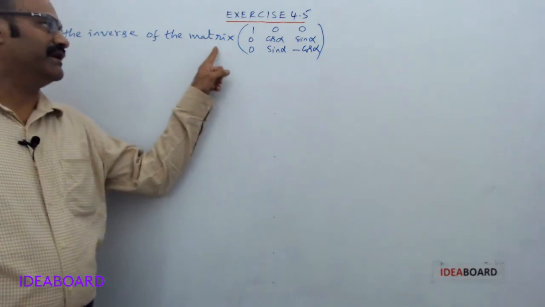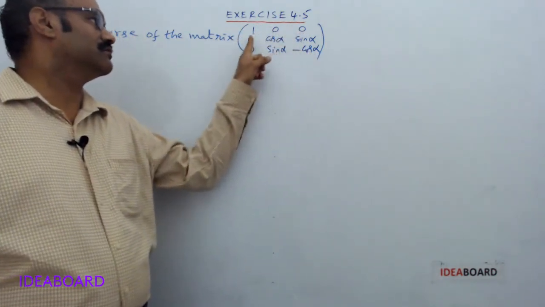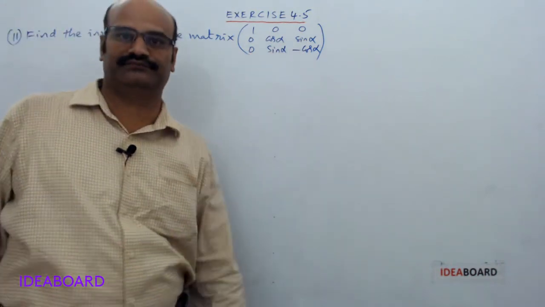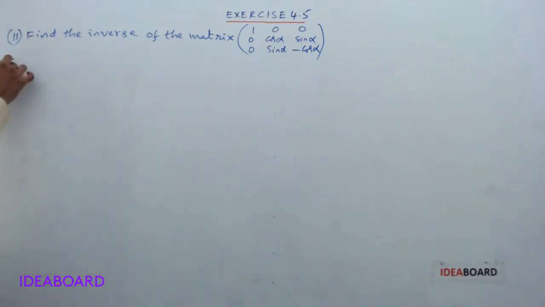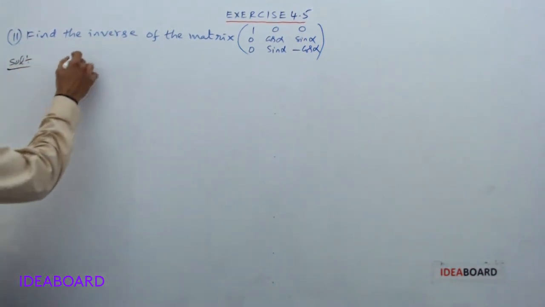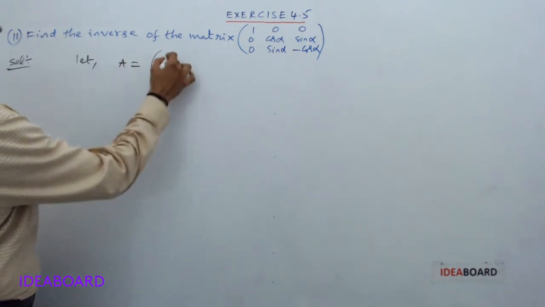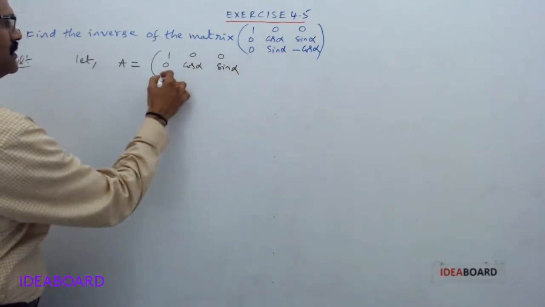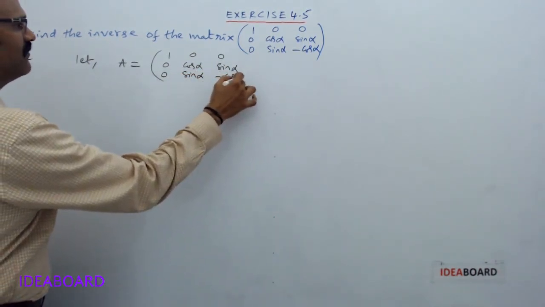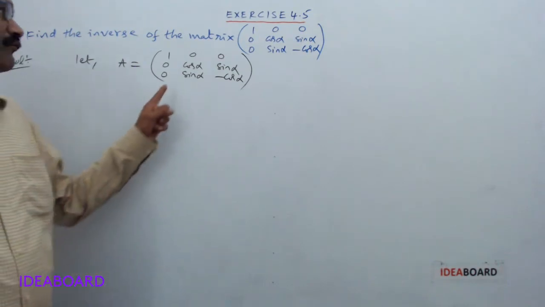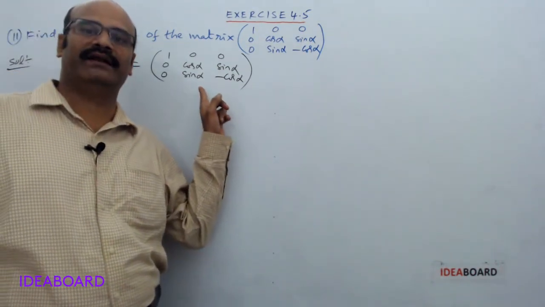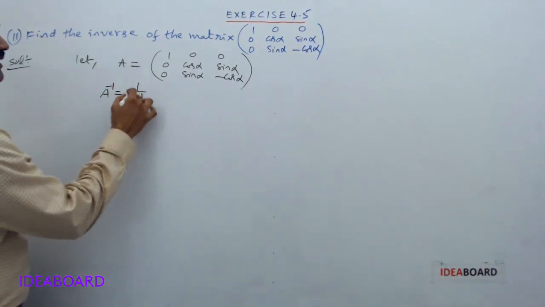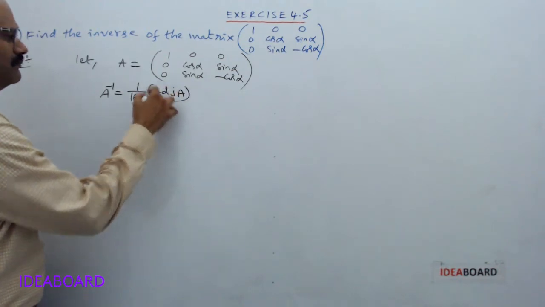Find the inverse of the matrix [1 0 0; 0 cos alpha sin alpha; 0 sin alpha minus cos alpha]. Let A equal to [1 0 0; 0 cos alpha sin alpha; 0 sin alpha minus cos alpha]. We know that A inverse equals 1 by det A into adjoint of A.